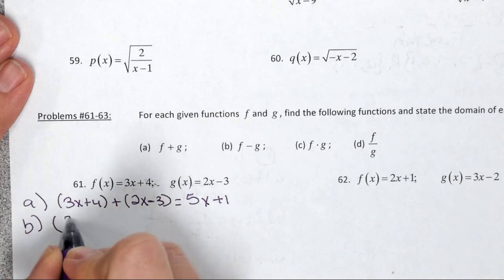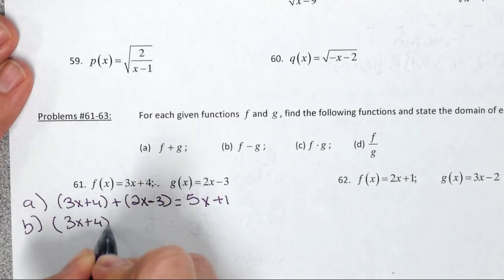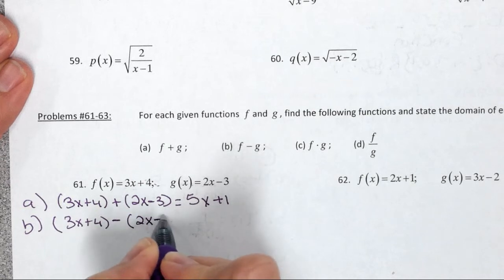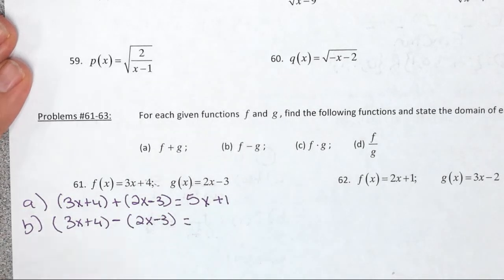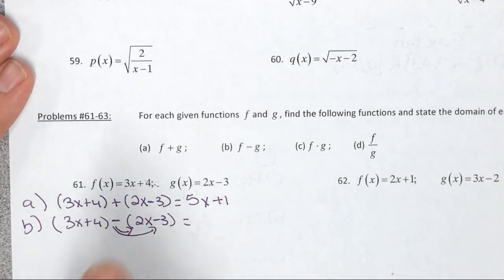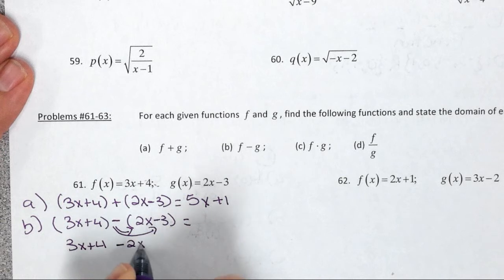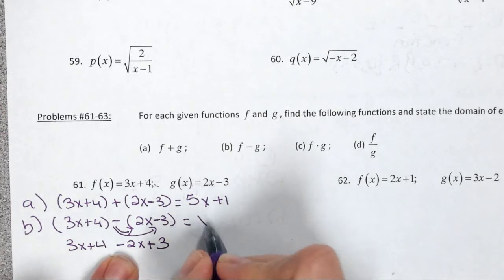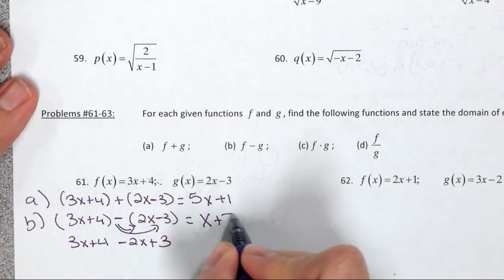B wants me to do almost the exact same thing, but they don't want me to add them, they want me to subtract them. What you have to remember when you're subtracting is that you're subtracting both numbers. So I like to distribute and just rewrite the problem. That way I don't accidentally forget that this is really a plus 3 now. So 3x minus 2x is 1x, 4 plus 3 is 7.